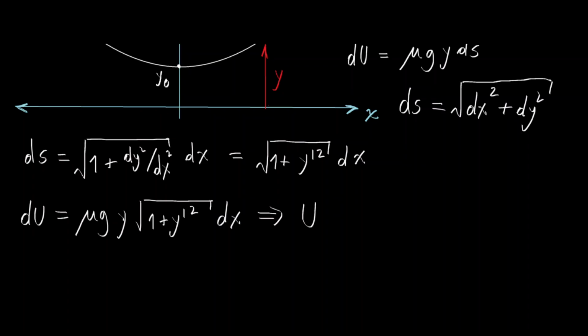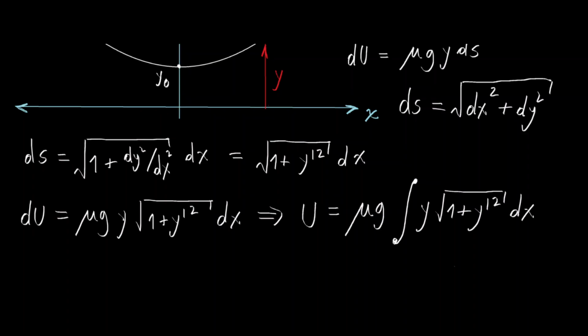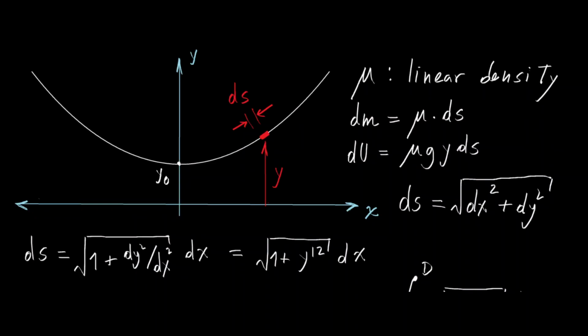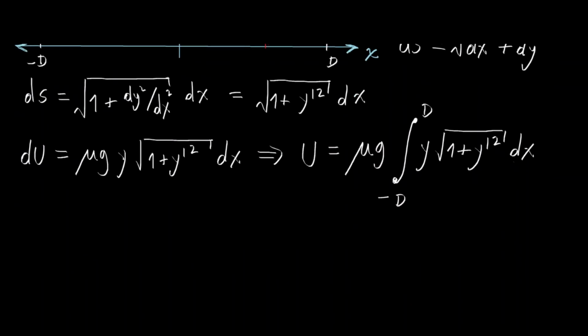So the total potential energy of the cable is equal to the integral of this expression. Mu and g are constant, so I can take them out of the integral and write the total gravitational potential energy of our cable as the following expression. I will integrate from minus d to d, supposing that minus d and d are the x coordinates of the extremes of our cable where it is suspended, but that is not important. The important thing here, I will draw a red rectangle here, is the following.